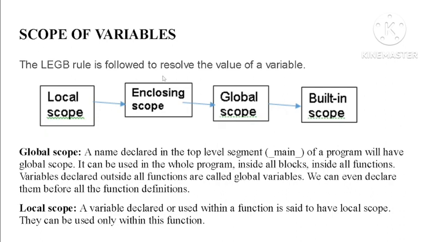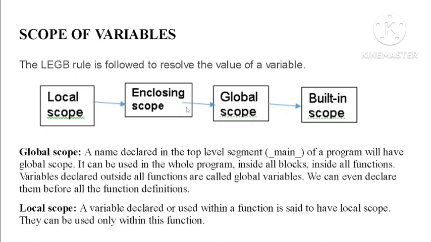Actually, when you call a variable and say print A, the computer first finds if there is a value inside the local area. If it is not there, then it searches in the global area. The LEGB rule is followed to resolve the value. LEGB stands for local, enclosing, global and built-in. What is enclosing? Sometimes you have a function within a function, like a nested function. A variable declared inside the calling function is called enclosing scope.